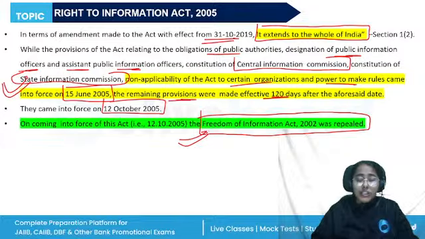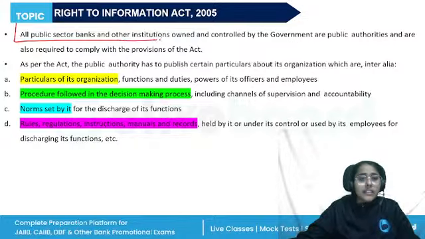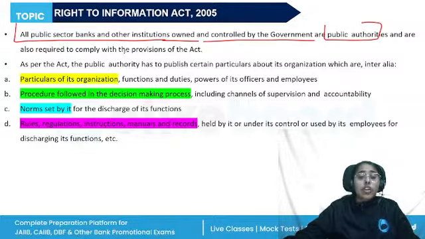The Right to Information Act repealed which former act? The Freedom of Information Act of 2002. Now, there are certain definitions and provisions given. Which authorities are considered the public authorities from which citizens can seek any information? All public sector banks and other institutions which are owned and controlled by the government are public authorities and are required to comply with the provisions.